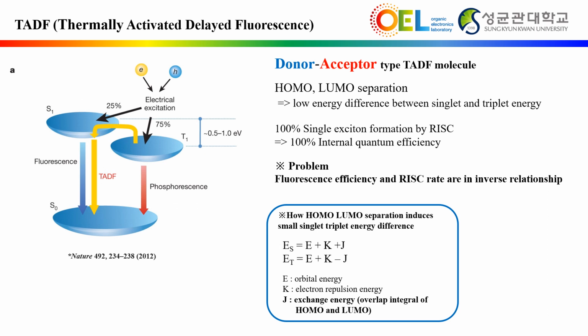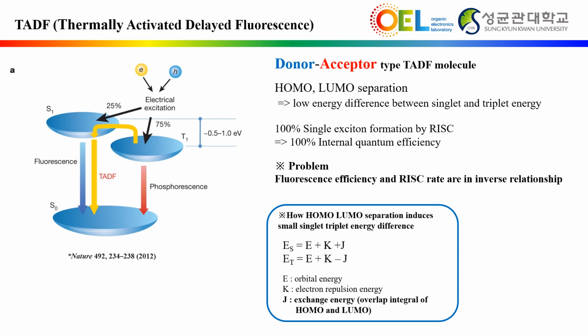TADF is thermally activated delayed fluorescence, which literally upconverts triplet excitons into singlet excitons through heat. TADF can achieve 100% internal quantum efficiency in electroluminescence devices through triplet upconversion. Then how to upconvert the triplet? It depends on the design rule of TADF.